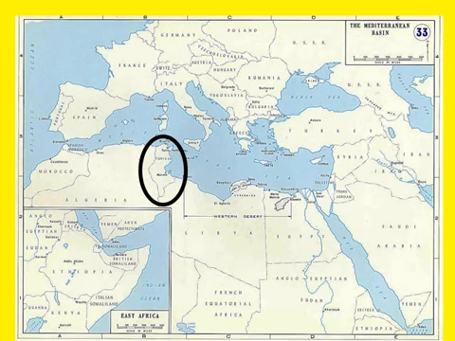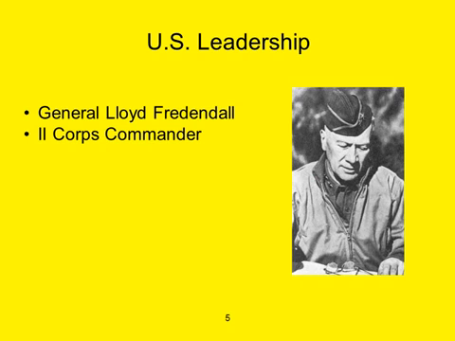This map shows the region of North Africa where German and Allied forces faced off in early 1943. Leading U.S. forces at this time was General Lloyd Fredendall. He was a kind of hands-off commander who rarely left the command post. He was typically stationed 60 to 70 miles from the front in underground bunkers. He once was rebuked by Eisenhower, although not directly.